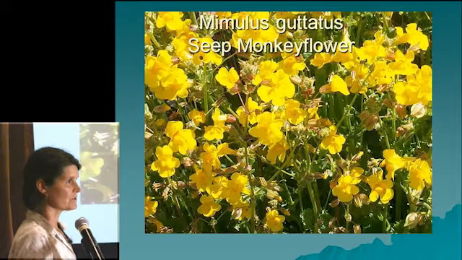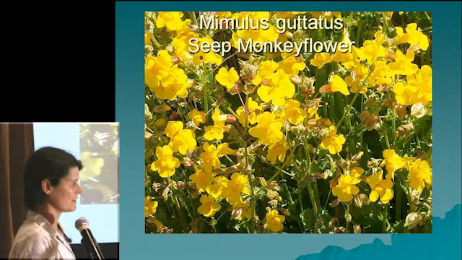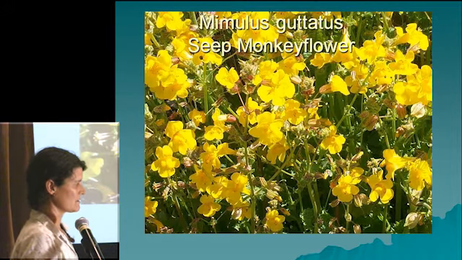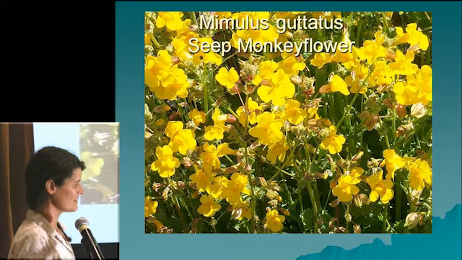And then Mimulus guttatus, great yellow, really likes moist areas. I've seen this along creek sides. Sometimes I see it in drainage areas, spring flowers, and the insects really love this plant too.